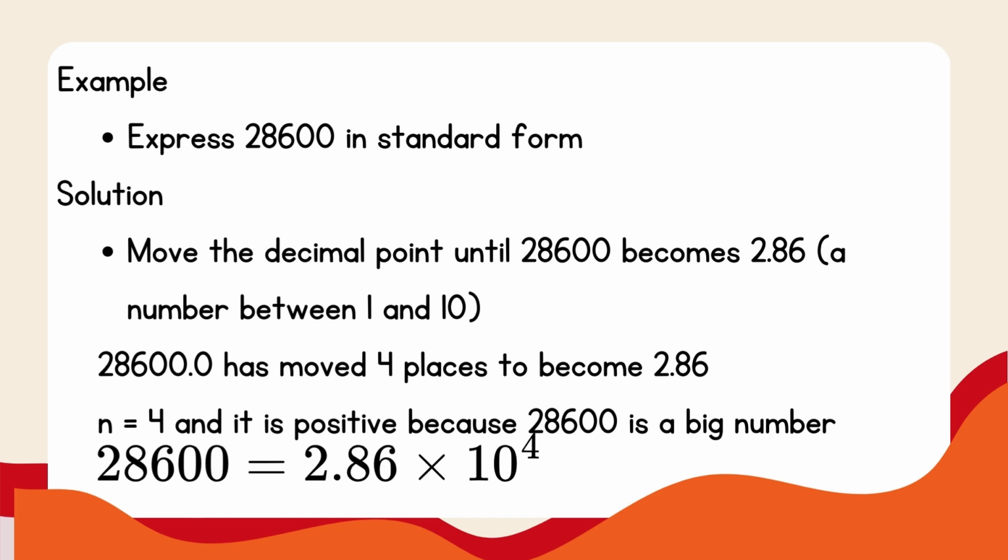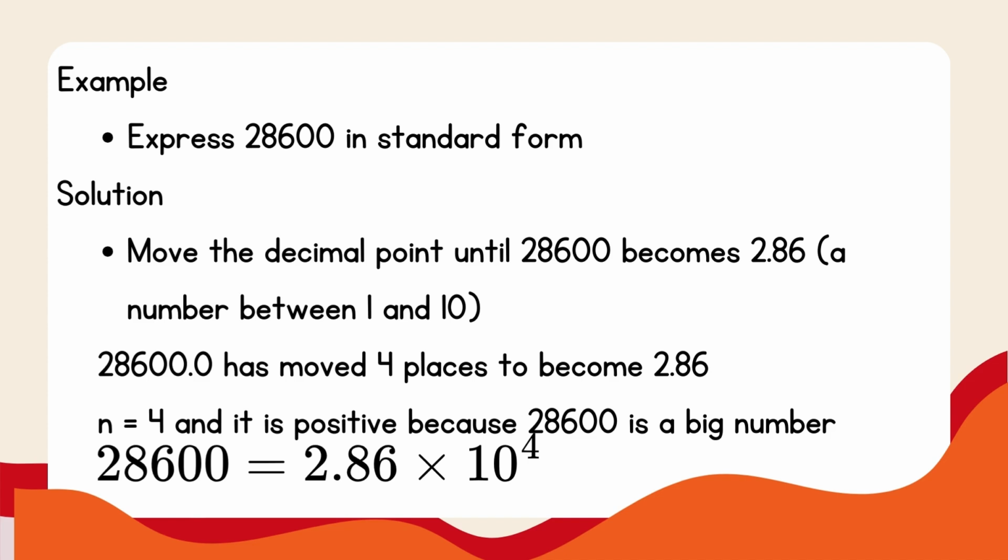Let's have this example. Express 28,600 in its standard form. So we move the decimal point from the end of the last number, which is where the decimal point is, till we arrive at a number that is between 1 and 10. In this case, 28,600, the number that is between 1 and 10 is 2.86. So now let us move this decimal point from where it is to 2.86. That will give us 4. We will need to move the decimal point 4 places from 28,600 to 2.86.